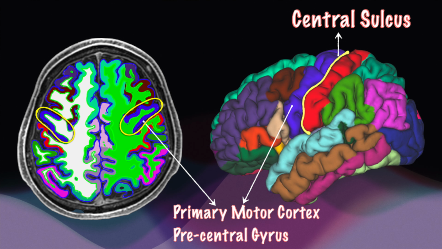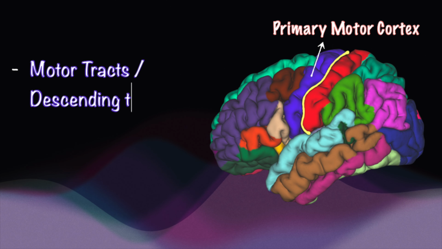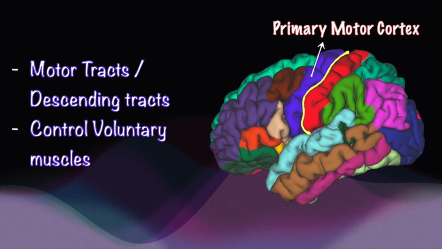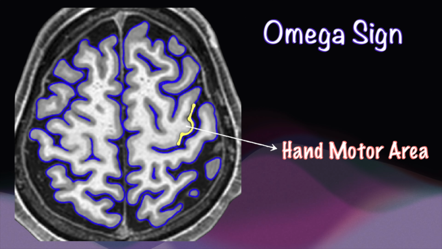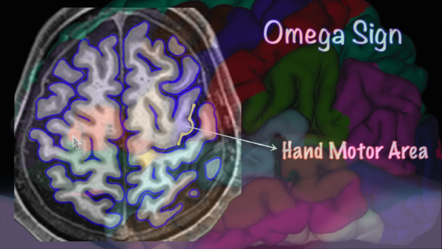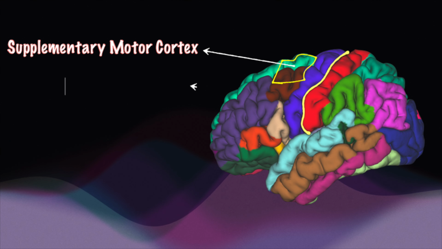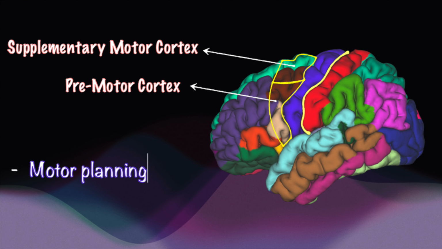This is the area where neurons forming the descending motor tracts originate, and they control the voluntary muscle action of hands, limbs and face. Bulging of this gyrus into the central sulcus forms an omega sign, and this region controls the hand movement. This area also continues onto the medial side. Immediately in front of the precentral sulcus, we have the supplementary and secondary motor cortices. They help in planning of motor movements.